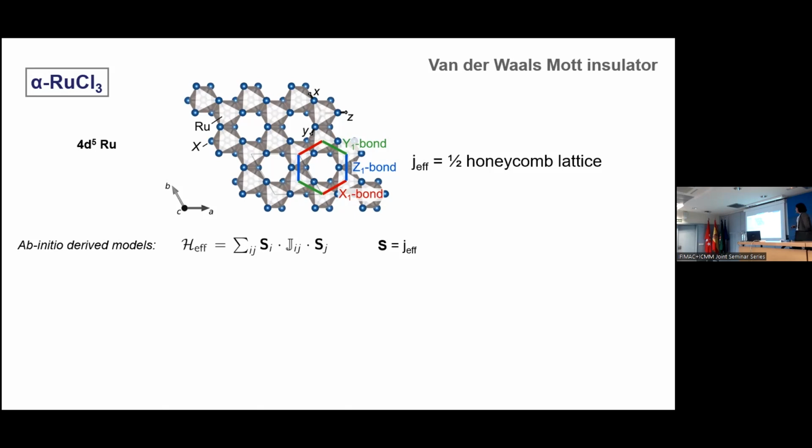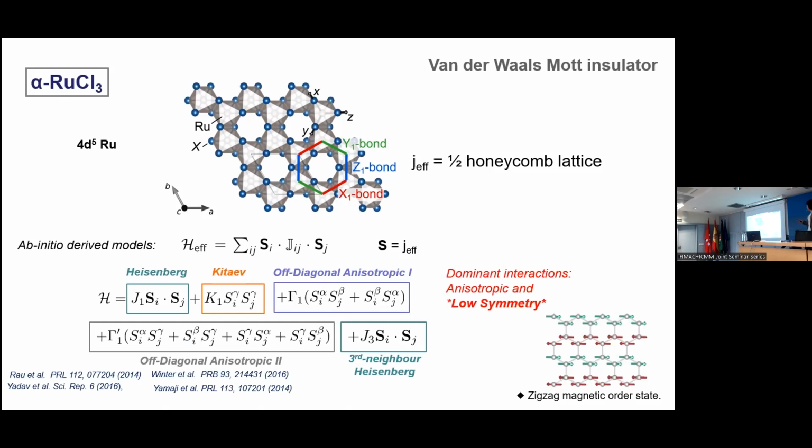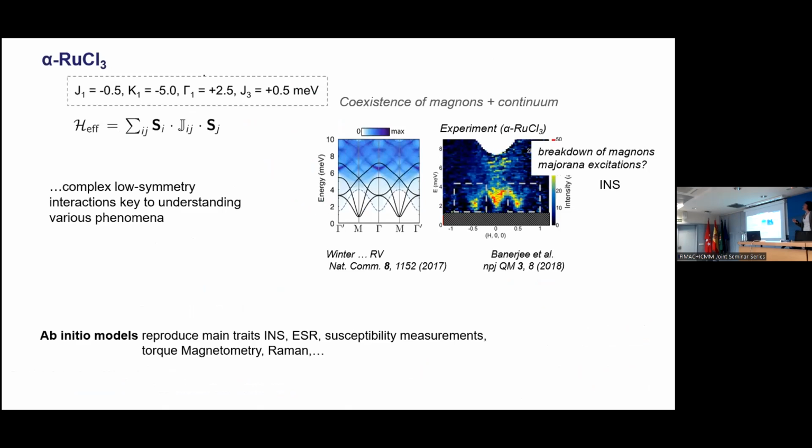So when we now study which are the interactions of the real system, indeed, what we find is the Kitaev is the strongest interaction, but because these are not perfect, there are trigonal distortions, there are also other interactions that are non-zero, like small Heisenberg terms, like other anisotropic interactions, and they indeed kill this possible spin liquid ground state. And this is the case because this material orders at low temperatures in a zigzag magnetic order. So that's not good, sorry.